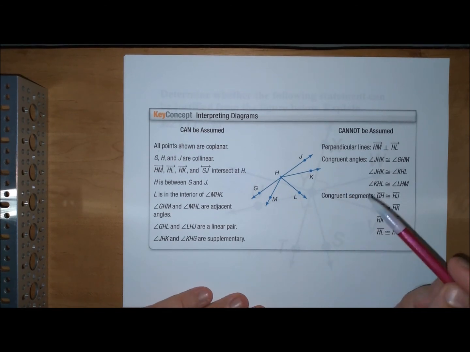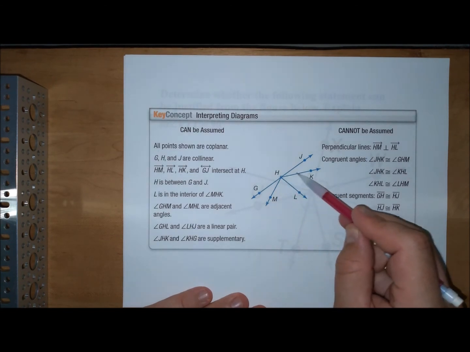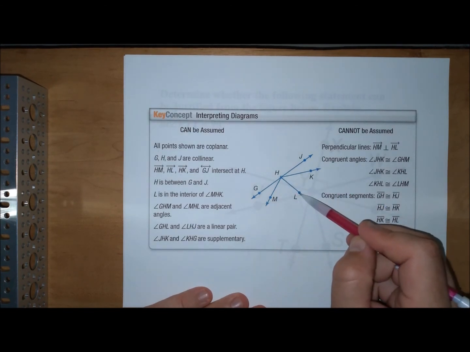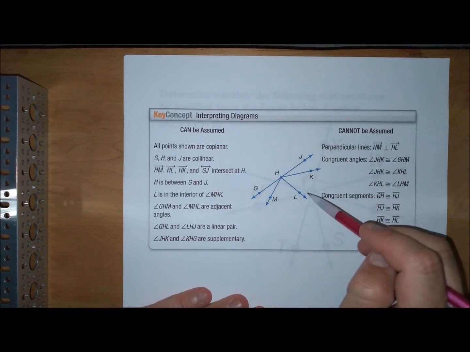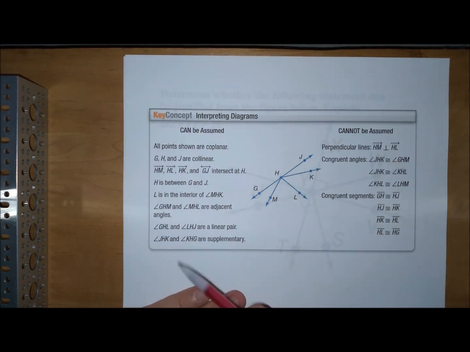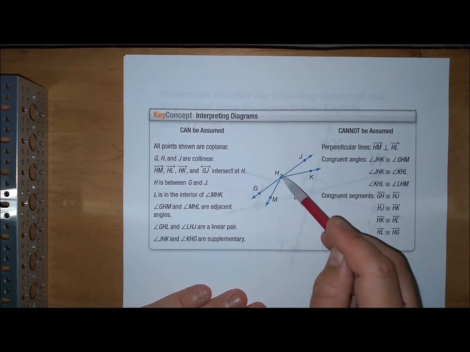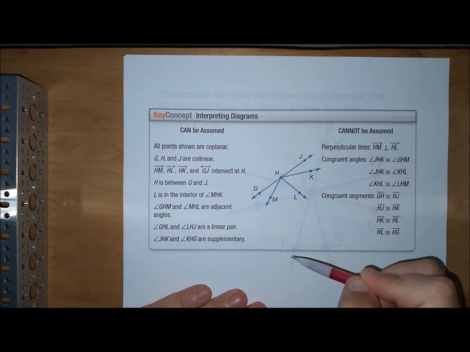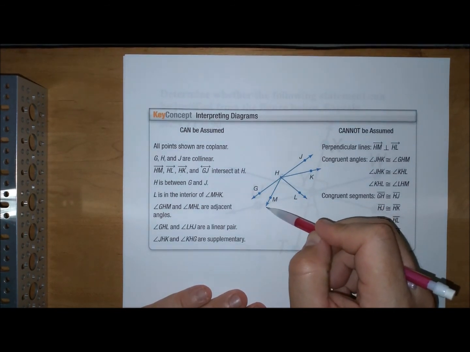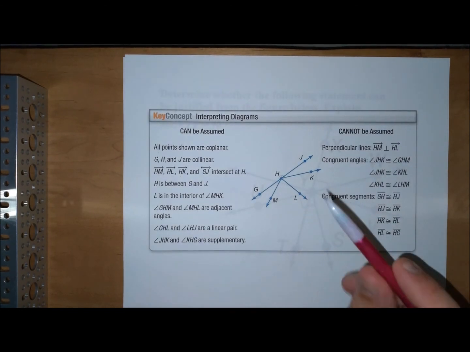We can assume that L is in the interior of angle MHK. So here's angle MHK, and we can assume that L is in the interior, not in the exterior. So we can work with that idea. We can assume that angles GHM and MHL are adjacent angles. In other words, they share a common vertex, they share a common side, and they have no interior points in common. They don't overlap each other.